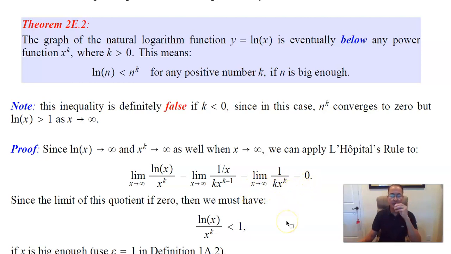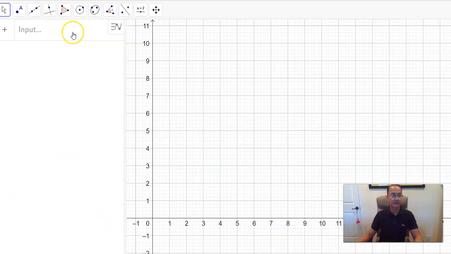So if a fraction is getting closer and closer to 0, well, 1 is up here, 0 is down here. Eventually, that fraction has to be smaller than 1, because it's going to get closer and closer to 0. If that fraction is smaller than 1, then the numerator has to be smaller than the denominator, which is what this thing is saying. If you don't believe me, maybe you will believe GeoGebra. So let's go over there and play for a little bit.